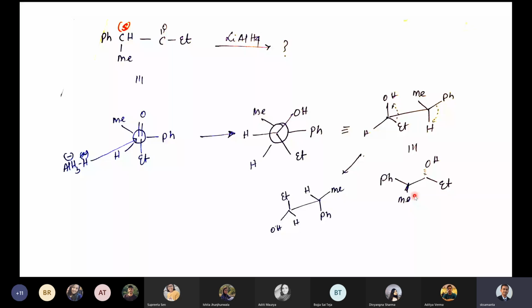And always check that whatever configuration was given to you, the configurations are written accurately throughout your product formation. Okay.